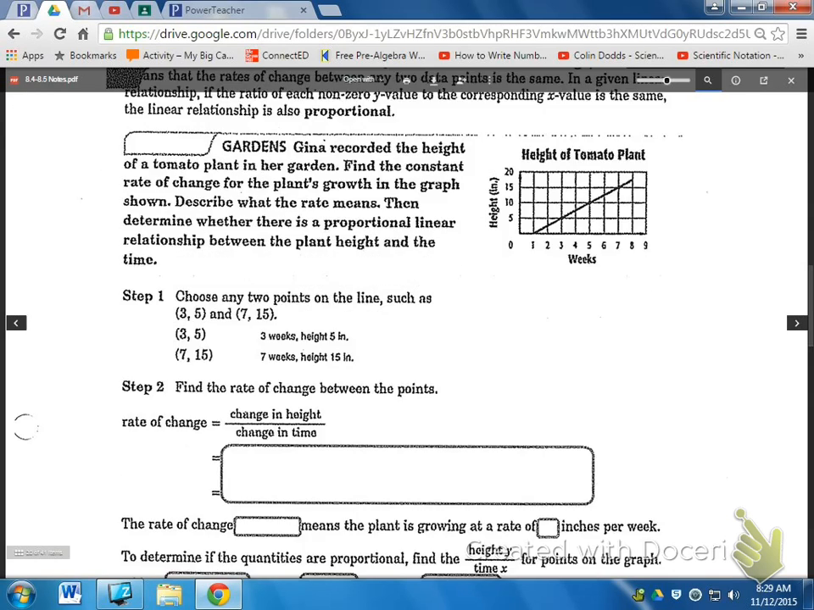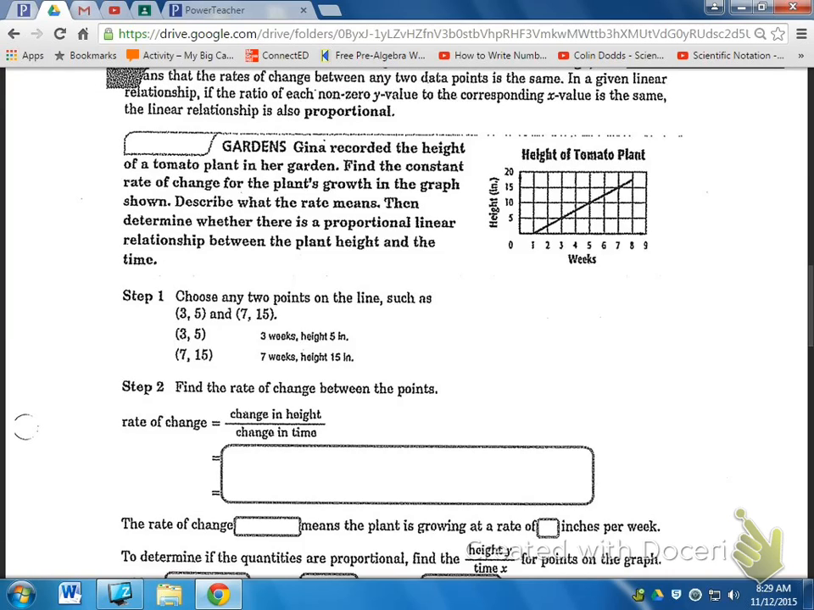Okay, so let's look at this example with the height of a tomato plant. So we are talking about a garden, the height of a tomato plant. So Gina recorded the height of a tomato plant in her garden. Find the constant rate of change for the plant's growth in the graph shown. Describe what the rate means, then determine whether there is a proportional linear relationship between the plant and the time. So basically, you could do this on the I-STEP, you could do this on Acuity.